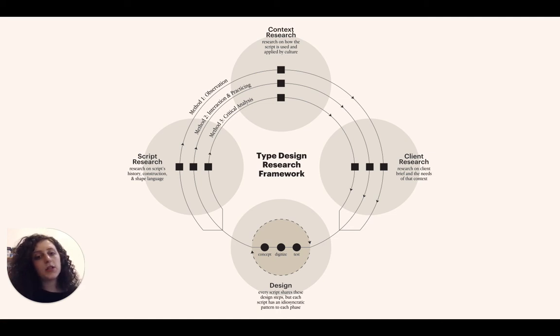First, observation is any removed act of observation where the designer isn't physically interacting with this system of culture, but rather observing the use, application, or forms of the script. Second, interaction and practicing means any direct interaction a researcher may have with a script or a community, including interviews and soliciting feedback from readers or practicing to write in that script.